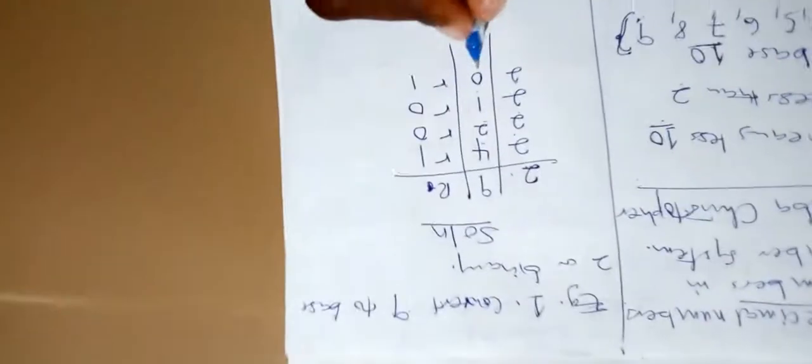and my remainder will be 1. How many times can 4 divide by 2? I will get 2, and my remainder will be 0. How many times can 2 divide by 2? I will get 1, and my remainder will be 0. How many times can 1 divide by 2? I will get 0 and my remainder will be 1. When you get the 0 here, 0 divided by 2 is 0, so I will now start counting upwards, from down to up, and I will get 9 base 10 equal to 1001 base 2.